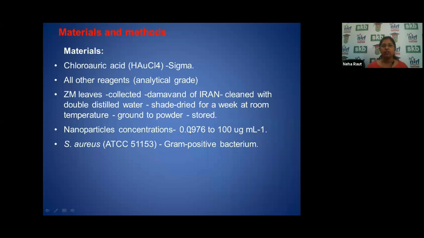The nanoparticle concentration is 0.0976 to 100 microgram per ml. Generally, the nanoparticles are prepared in liquid form initially, at a concentration of 0.0976 to 100 microgram per ml. The antibacterial study is carried out on S. aureus, that is Staphylococcus aureus, a gram-positive bacterium with ATCC strain 51153. ATCC stands for American Type Culture Collection. So there are two types of culture collection, MTCC and ATCC.